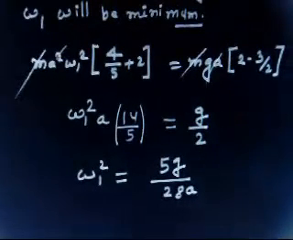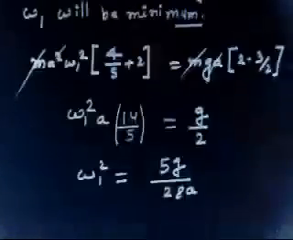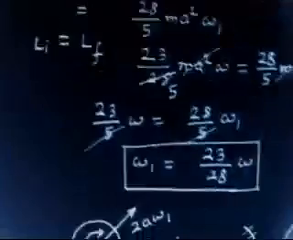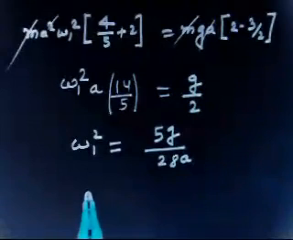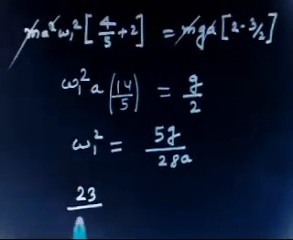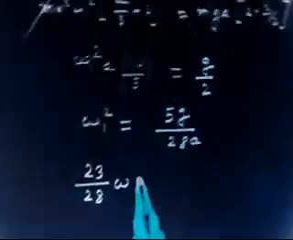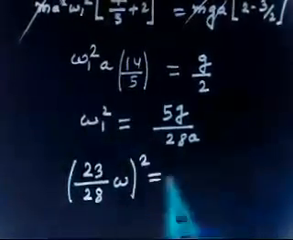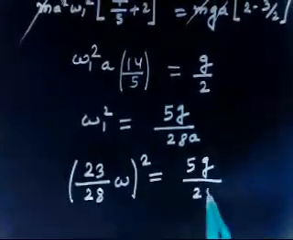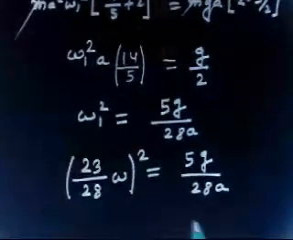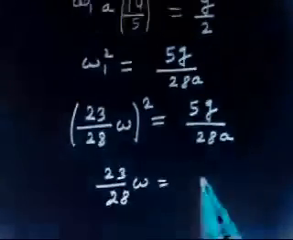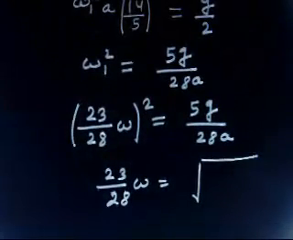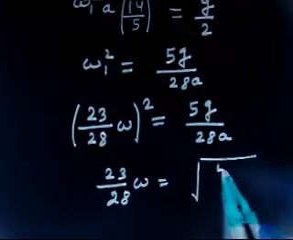Are you getting? Now if you plug in the value of omega 1 from the first equation, omega 1 is nothing but 23 by 28 omega. So are you getting or not? Omega 1 is 23 by 28 omega, and this is whole square. This is equal to 5g by 28a. So now if I take the root, you will have 23 by 28 omega is equal to root over 5g by 28a.